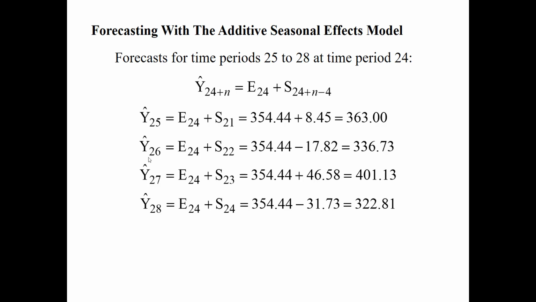Also for 26, we have to use the expected level at time period 24 plus the seasonal effect of time period 22, and so on. So this is a way that we can use the expected level and seasonal level. Basically, expected level is a constant, and then we add a seasonal effect to the data, which represents the value that we have. So this is a way that we work in the additive seasonal.